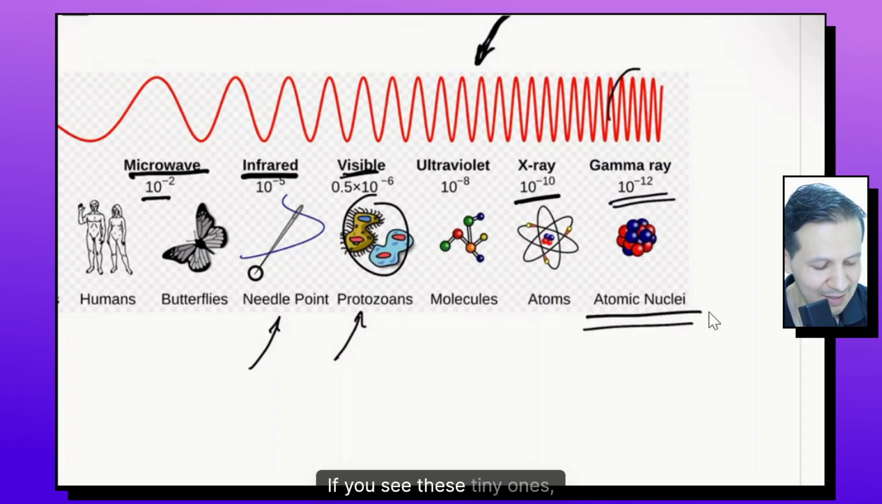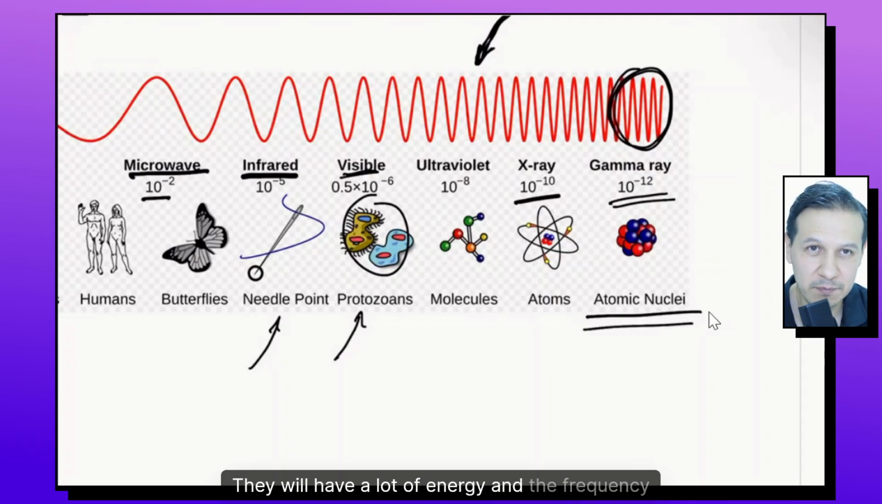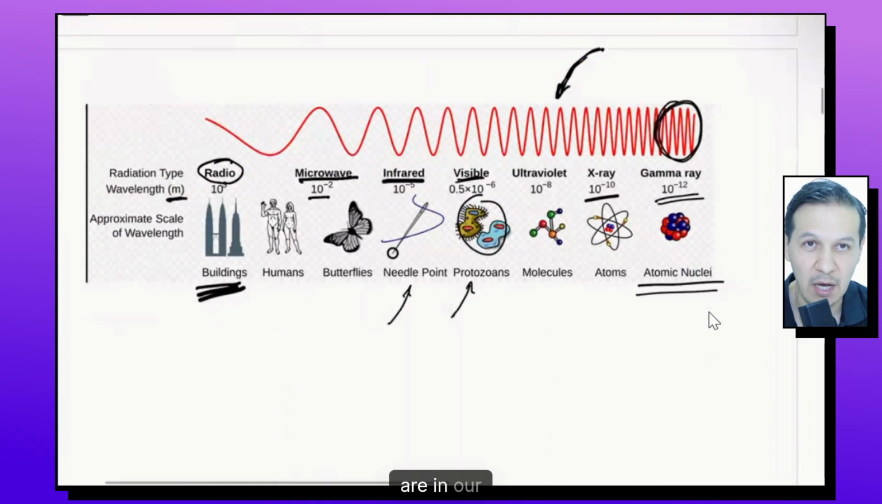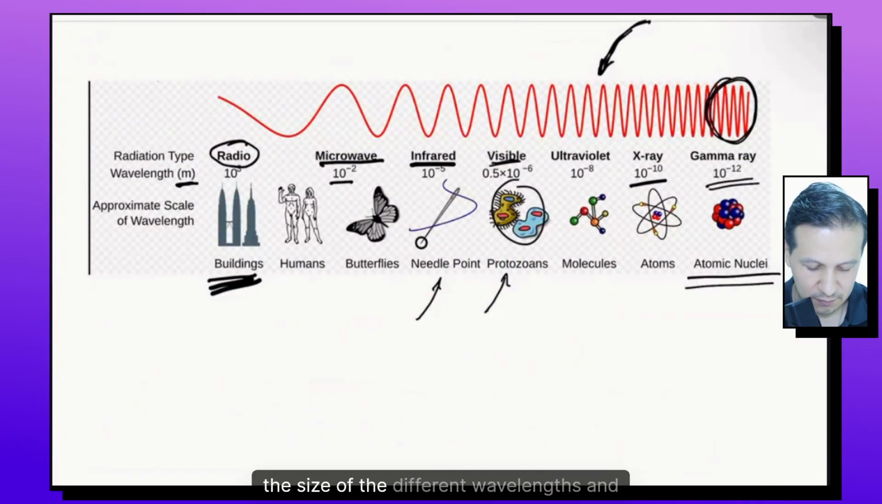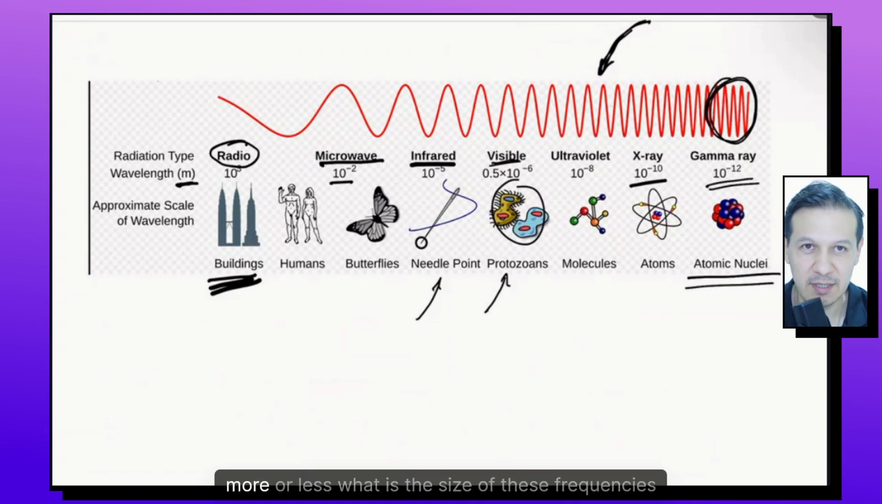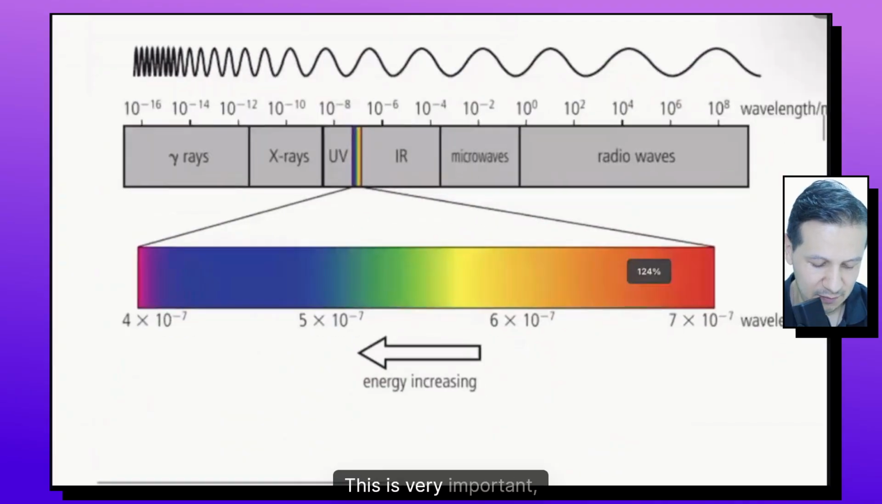If you see these tiny ones, they are very close to one another, they will have a lot of energy, and the frequency will be very high as well. This is just to show you an example. After comparing the size of the different wavelengths and frequencies of energies with our daily life, or to help us understand what the size of these frequencies and wavelengths is, I want you to see this picture. This is very important.